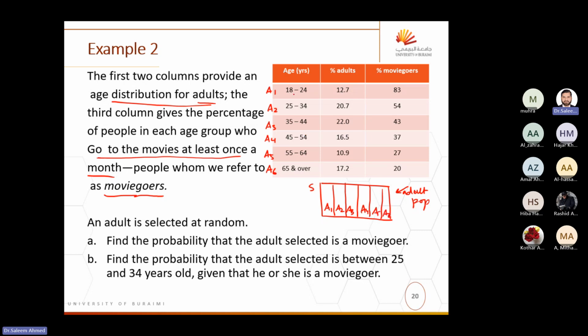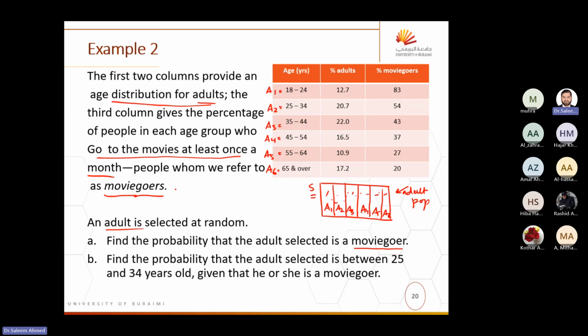Now at a time you can only be in one age group. If your age is between 18 and 24, you cannot be in any other age group. And if I take the union of all these, it will give me the whole sample space. So it means they give me the partition. These age groups give me the partition of the sample space. Now the question is, an adult is selected at random. Find the probability that the adult selected at random is a moviegoer. So they ask me the probability of, let's say, M.